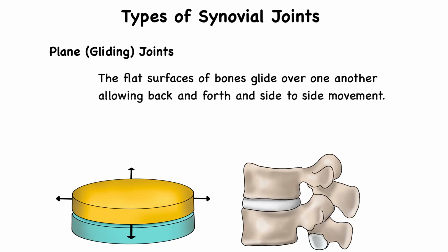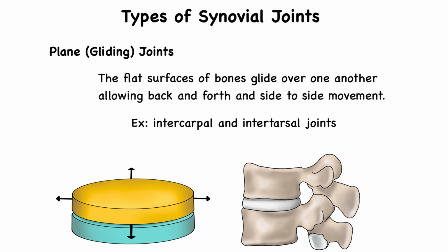There are 6 major types of joints that are classified by shape and motion. The first are the plane or gliding joints. This is where the flat surfaces of the bones glide over one another, allowing back and forth and side-to-side movements. Examples include intercarpal and intertarsal joints.